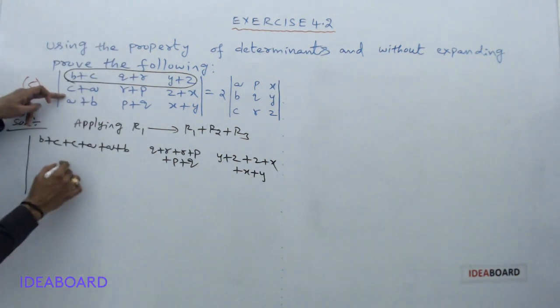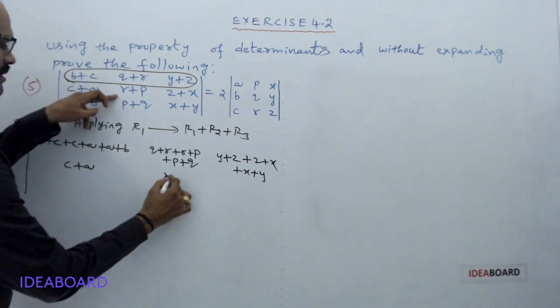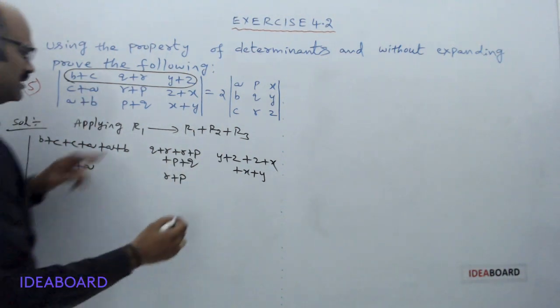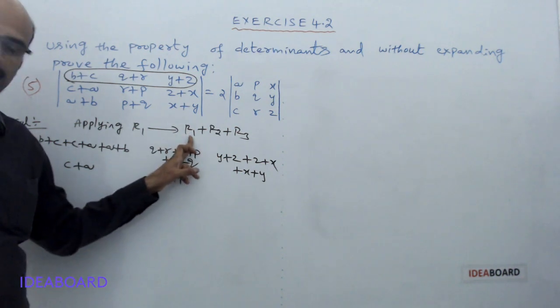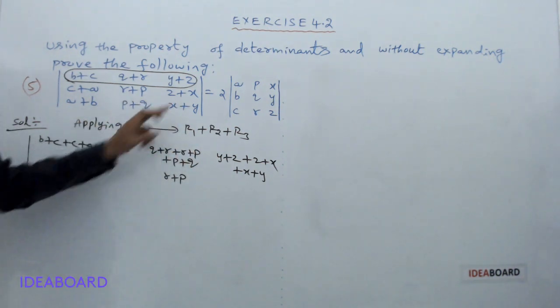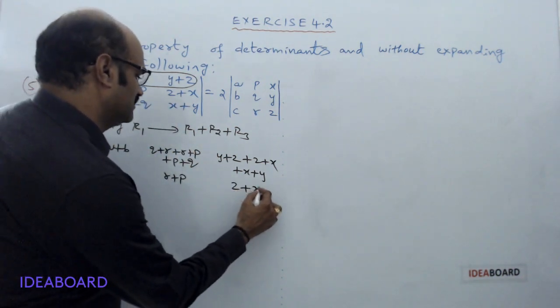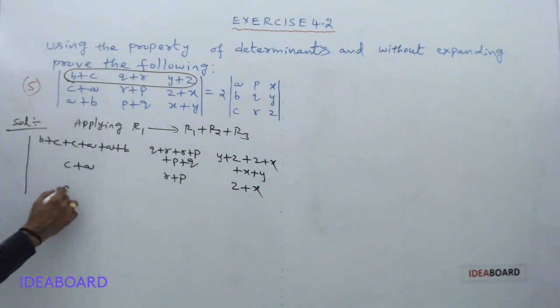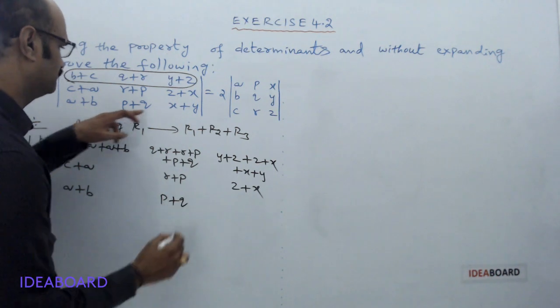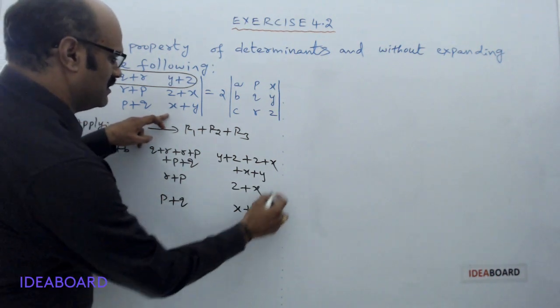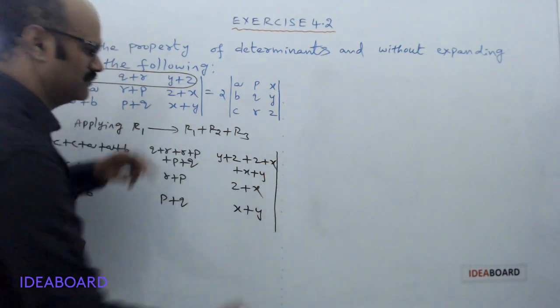Now we have C plus A, R plus P. R2 is same, no change in R2 here. Only we are changing R1 here. So R plus P, Z plus X, A plus B, P plus Q, X plus Y. R2 and R3 are same.